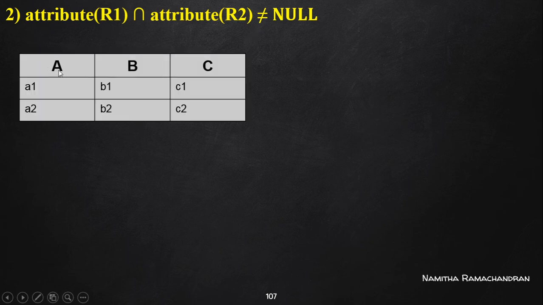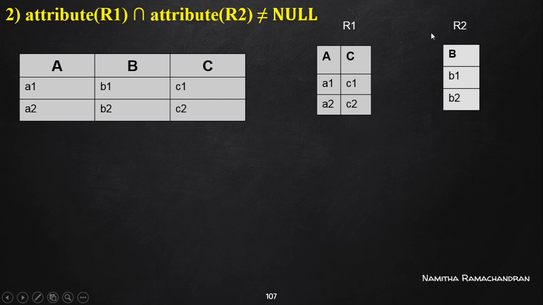Consider one relation with attributes A, B and C. These are the relations R1 and R2 after decomposition. In R1 we have A and C, and in R2 we have B. Here condition 1 is satisfied because the attributes A, B, C are present somewhere in R1 and R2: A and C are present in R1, and B is present in R2. Condition 1 is satisfied, but condition 2 is not satisfied here. Why? Because in R1 and R2 there exists no attribute in common.